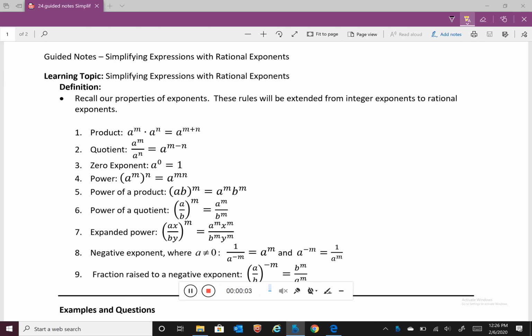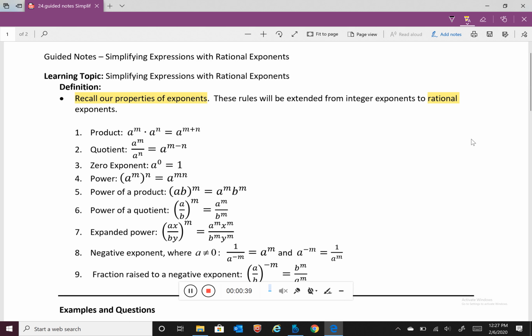We are discussing simplifying expressions with rational exponents. We're going to need to recall our properties of exponents, and then these rules will be extended from integer exponents to rational exponents. A quick reminder, rational numbers are numbers that could be positive or negative whole numbers like 1 or -3 or 0, but they could also be decimals or fractions.